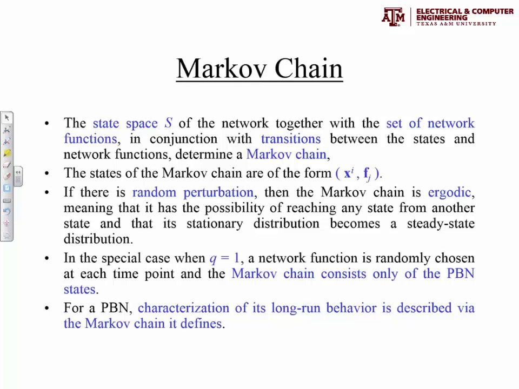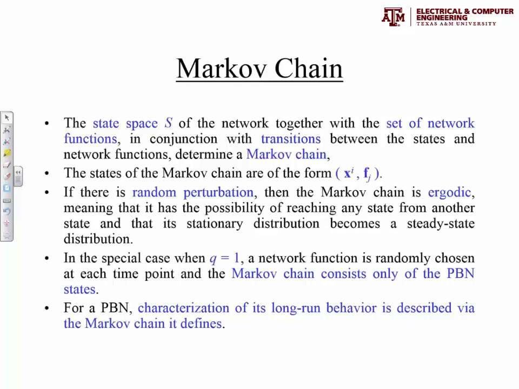It'll be the actual state space and the predictor function, right? So it's bigger than the original chain. If you have a random perturbation, then the Markov chain is also ergodic, meaning that it has the possibility of reaching any state from any other state. And once a Markov chain is ergodic, then it has what is called a stationary distribution. And that'll become a steady state. I'm sorry, it'll have a steady state distribution.